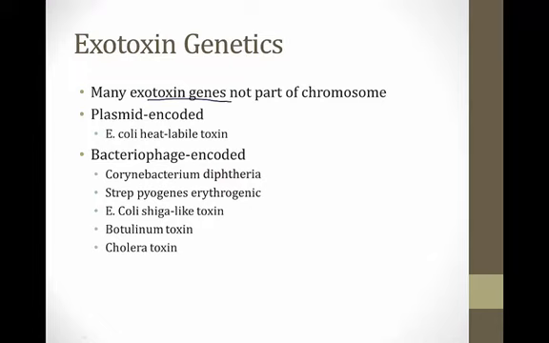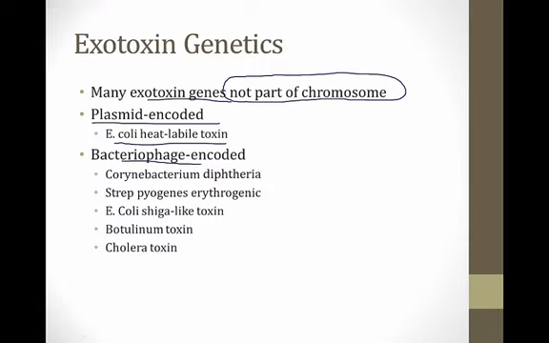Let me make a comment on the genes that bacteria use in order to create these exotoxin proteins. You should know that many exotoxin genes are not part of the bacterial chromosome. Some of them are encoded on a plasmid, which is a small section of DNA that's separate from the chromosome. For example, E. coli heat labile toxin is plasmid encoded. And then many are encoded by a bacteriophage. So a bacteriophage is somewhat like a virus, and it delivers a little bit of DNA to a bacteria and then gives it a new ability.